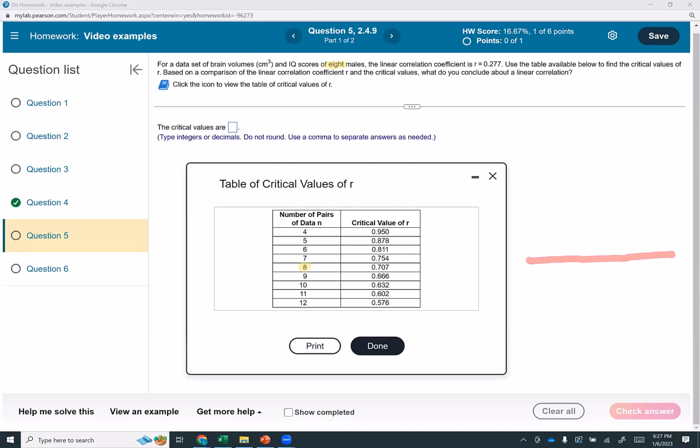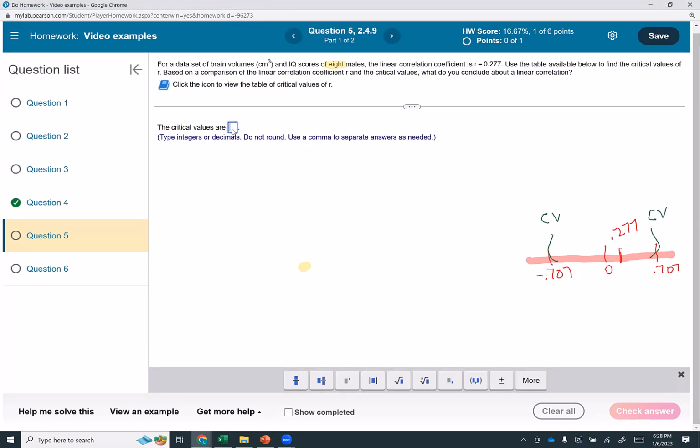I have my number line. I have 0.707. Let's make this 0, negative 0.707. We always have the plus and minus. And my R is actually right around here, 0.277. First, we put in the critical value. We put in 0.707 here, and then you can put a comma and minus, or you can use this little plus minus, which means I want the positive and the negative of that value. Either way, whatever you like best.